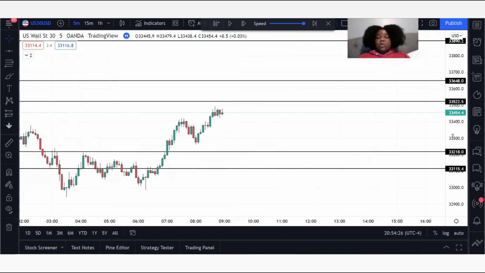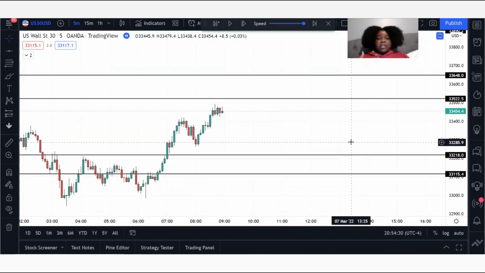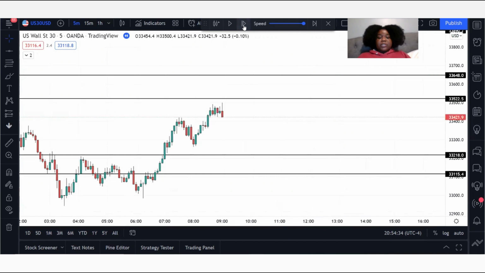As we go into this, I'm gonna further explain little things that are happening. So now let's move on to the next candle and see what happens.